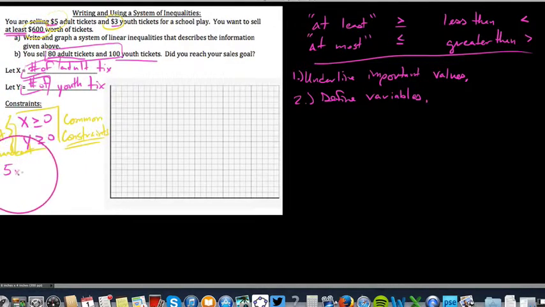So we say $5 times the number of these plus $3 times the number of those, and we want at least $600. So when you hear words like at least, hey, we're talking about an inequality. So let's go ahead and graph these three constraints.